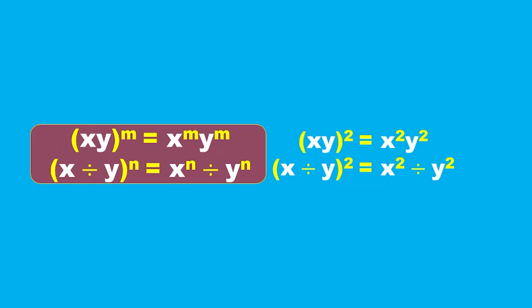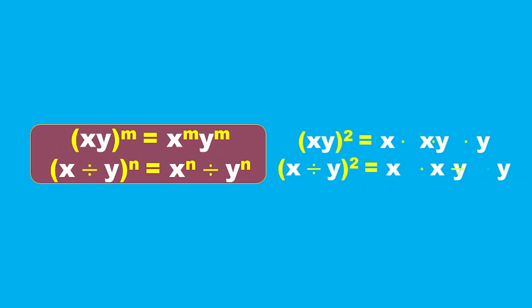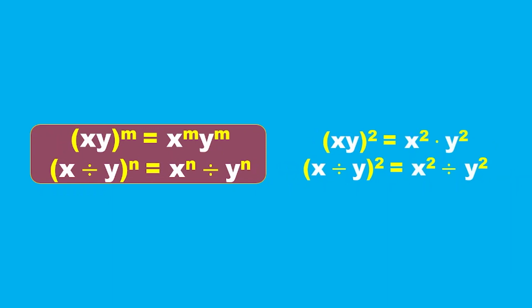Now we expand our question, we'll get x times y times x times y, and for the second one we'll get x divided by y times x divided by y. Now we can rewrite this as x times x times y times y for the first one, and for the second one x times x divided by y times y. Now x times x can be written as x squared and y times y can be written as y squared. And there you go, these two laws hold true as well.